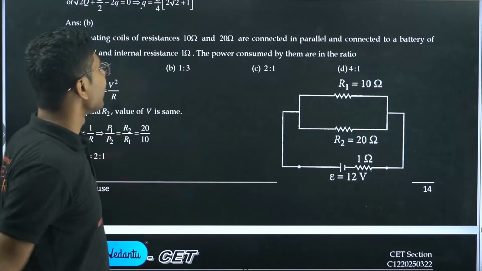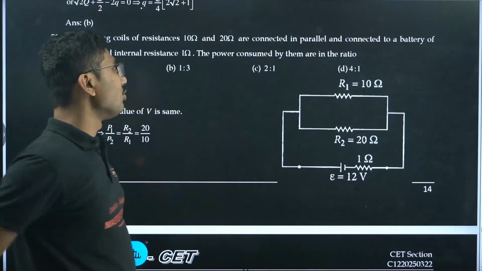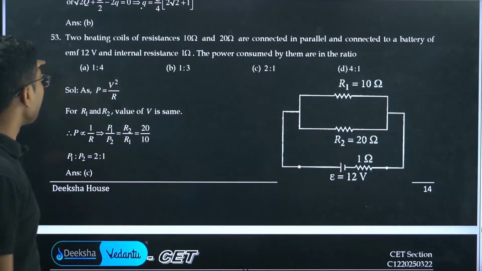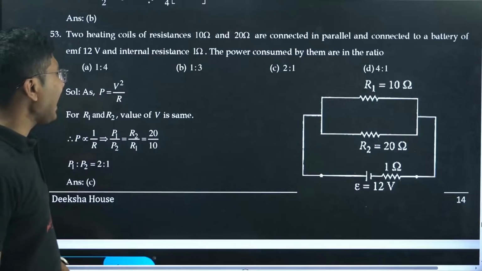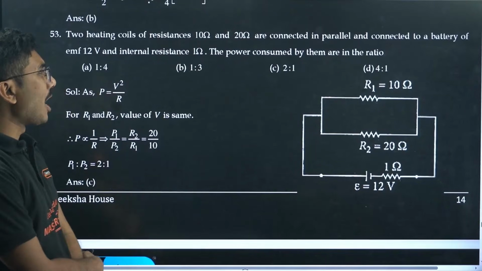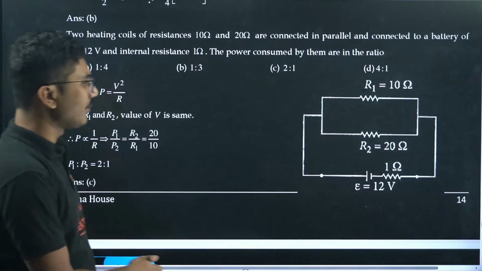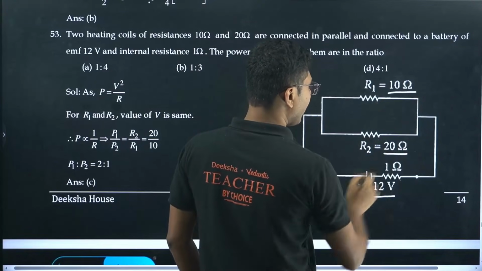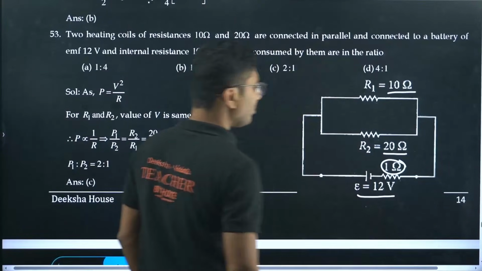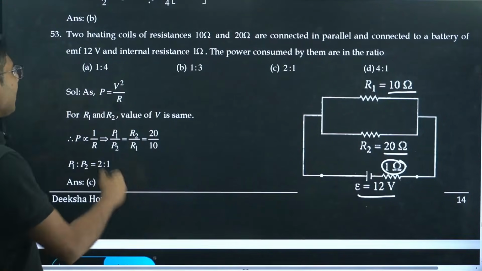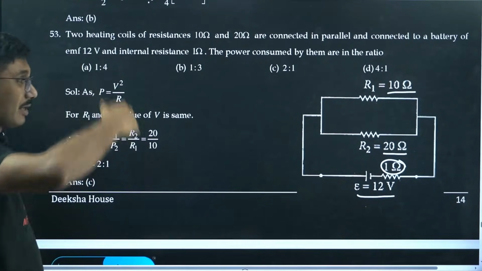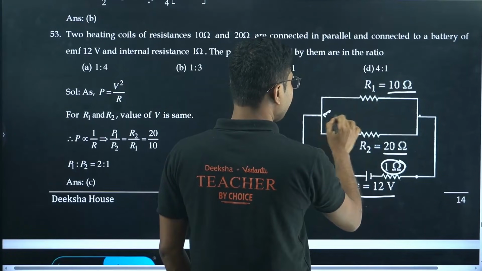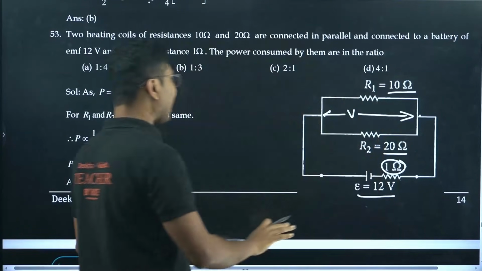Two heating coils of resistance 10 ohm and 20 ohm are connected in parallel and connected to a battery of EMF 12 volt and internal resistance 1 ohm. Power consumed by them are in the ratio. So here we have EMF 12 volt, R1 10 ohm, R2 20 ohm, internal resistance 1 ohm. First of all, you have to calculate the power. Power is given by V square by R. Both of them are in parallel, that means the voltage across them is the same.